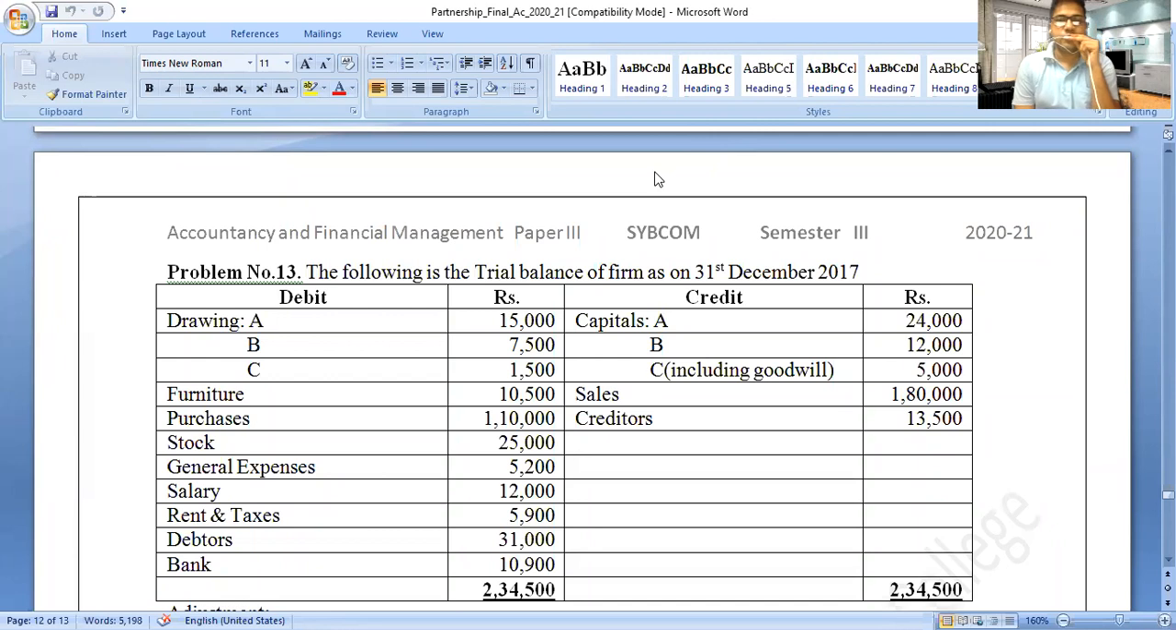General expense 5,200, salaries 12,000, rent and taxes 5,900, debtors 31,000, bank 10,900. Credit side is A's capital 24,000, B's capital 12,000, C's capital 5,000 including goodwill. Sales 1,80,000, creditors 13,500. Total of both the sides 2,34,500.